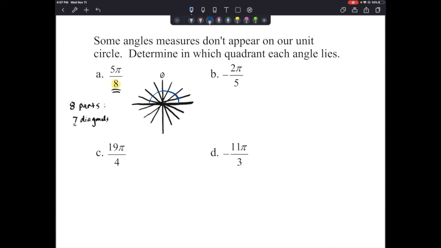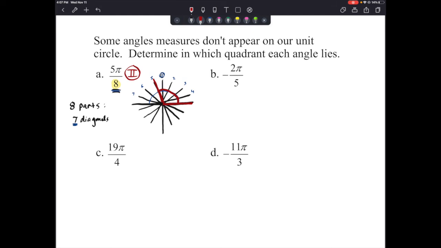I just want to make sure you understand that we broke it into eighths there. To break it into eighths, you need 7 total diagonals: this would be 1, and then 2, 3, 4, 5, 6, 7. Now all we're trying to do is go 5 pi over 8. So we go 1, 2, 3, 4, and then 5. This angle right here is our 5 pi over 8, so we know that we are in quadrant number 2.